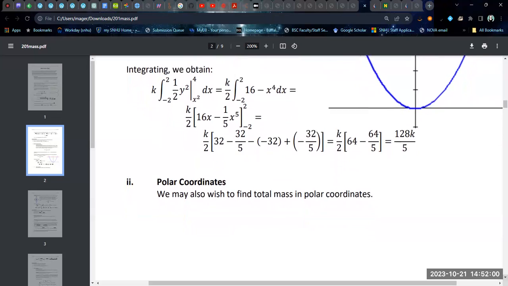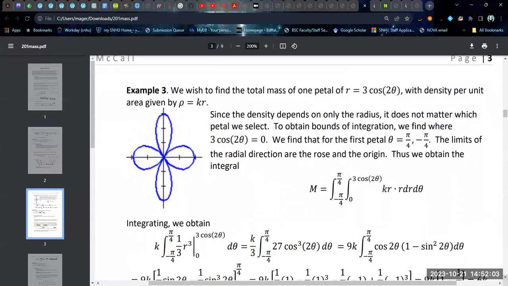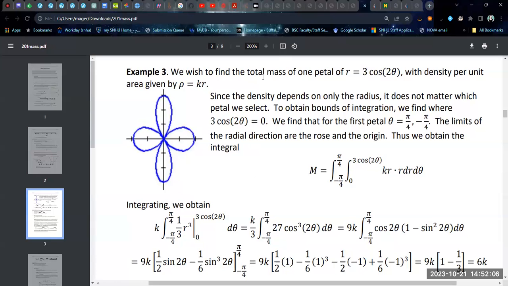Now, you can also do this in polar coordinates. So I have a second example. Here, we wish to find the total mass of one petal of r equals 3 cosine 2 theta, with the density per unit area given by, in this case, our density is given in polar coordinates already. If our density function was given in rectangular coordinates, we would have to do our substitutions in order to change the coordinate system that we were working in. But since this is already in terms of r, the density is getting larger as you go away from the origin. We don't have to worry about that.